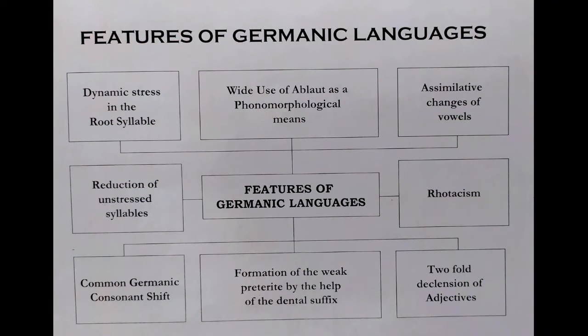Next one, formation of the weak preterite by the help of the dental suffix. Weak preterite is formation of past tense by means of a dental suffix. Dental suffix is a suffix pronounced with the help of teeth. For example, in the English language, we see help, helped, ask, asked, want, wanted. All the -ed endings are forms of the dental suffix.